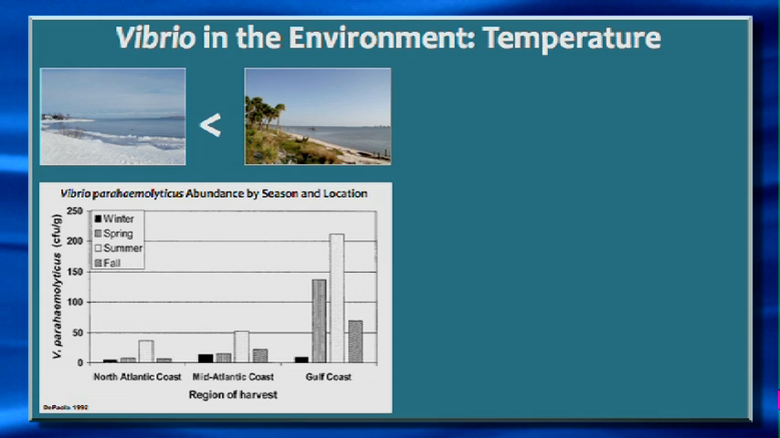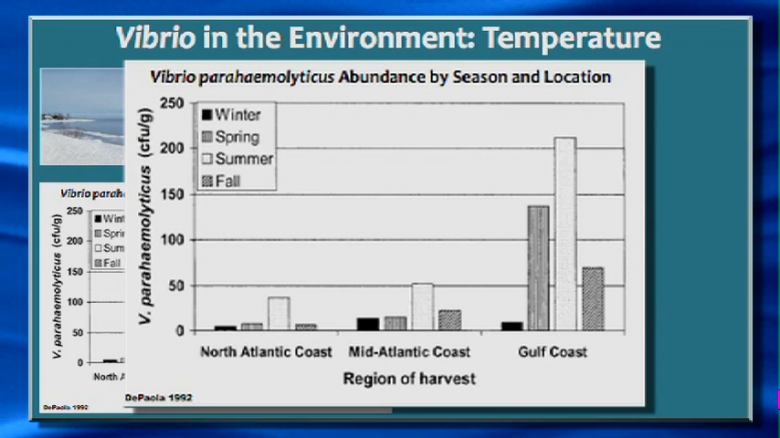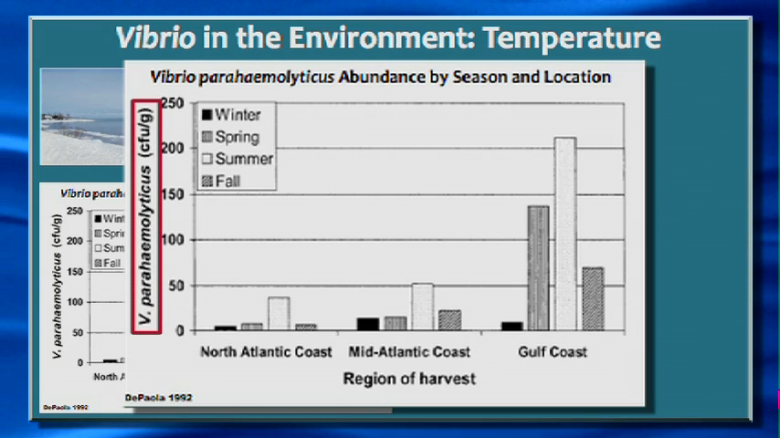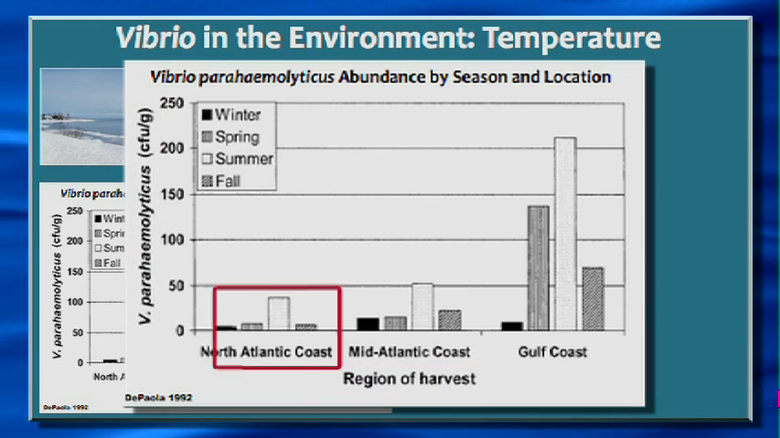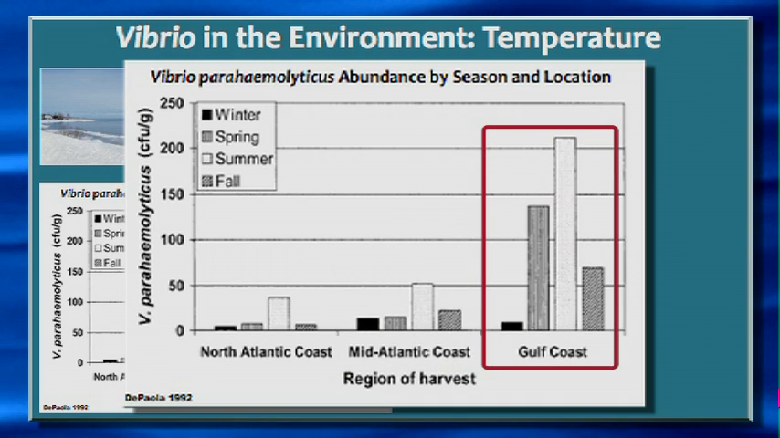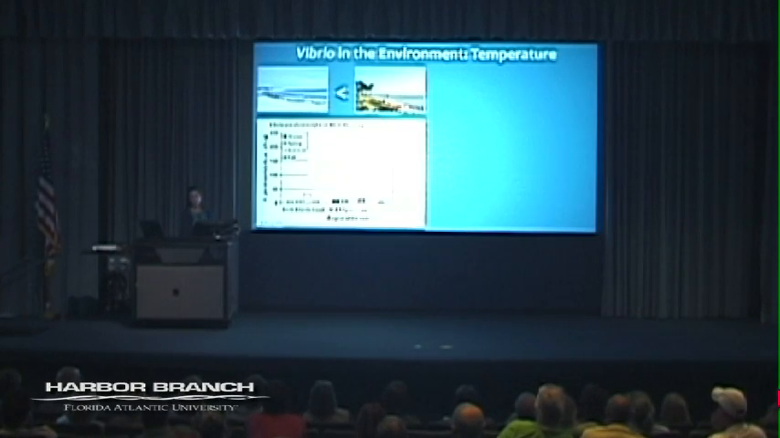The other thing that influences their abundance is temperature. If we take a look here, we're looking at bacteria that are inside of an oyster. So we're looking at Vibrio parahaemolyticus in an oyster cell. We have the number of cells here along the top, and along the bottom we have locations. So we have the North Atlantic, Middle Atlantic, and the Gulf. And we can see very easily that these bacteria are much more abundant in the Gulf region, and that's directly as a result of the temperature. The waters here are very warm. These bacteria like warm water.